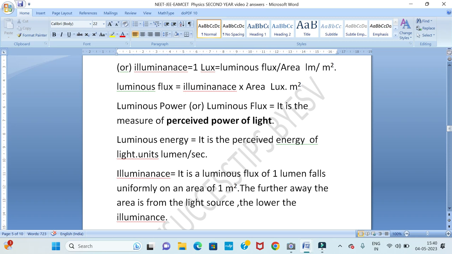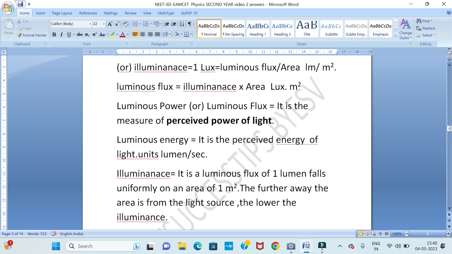1 lux is equal to luminous flux by area. Luminous flux is equal to illuminance into area; the area goes to the top and multiplies with the numerator. Depending on the formula, to find illuminance you take luminous flux by area, or to find luminous flux you take illuminance into area.